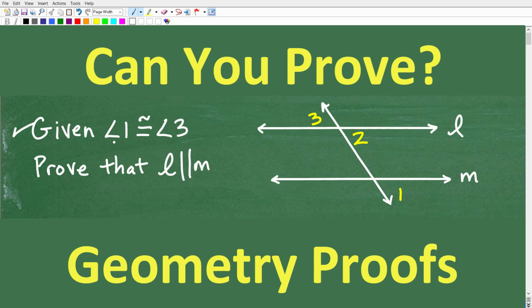So given that angle 1 is congruent to angle 3, and I'm talking about what's going on in this figure right here, we want to prove that line L is parallel to line M. Now, these two lines appear to be parallel, but we can't write this down and say, well, line L looks to be parallel to line M, therefore L and M are parallel. Well, of course, we're going to need an actual concrete justification, some proof.